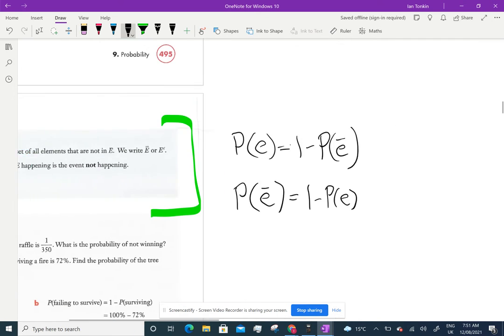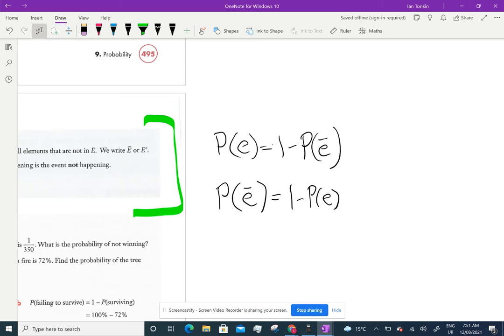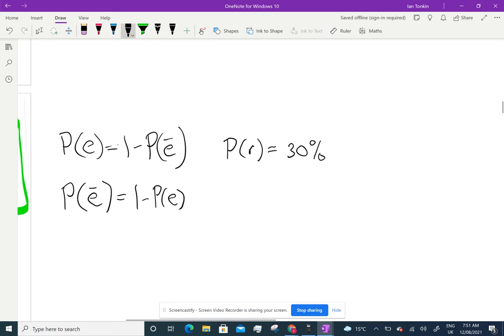And to give you an example of that, the probability of rain equals 30% on a certain day. The Bureau of Meteorology might say that there's a 30% chance of rain today. So what's the probability of it not raining? Well, you already do that in your head and you go, oh, well, 70%, whatever's left over.